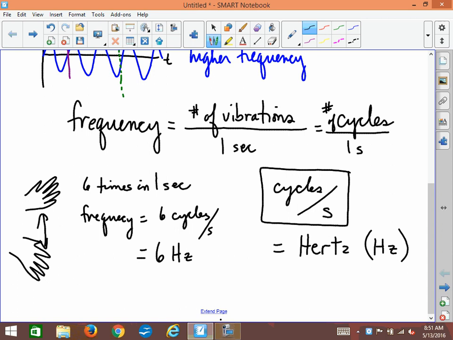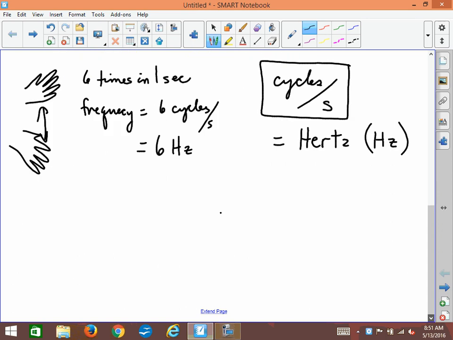A hertz is how many cycles per second. If you waved your hand slower and you only waved it 2 times in a second, then you could say it was 2 hertz. So that's what frequency means. Another way of picturing frequency is to look at a wave.